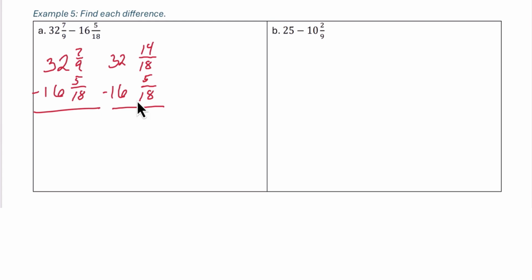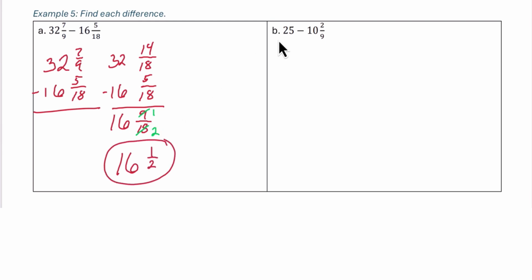Now we can do the subtraction. 32 minus 16 is 16. 14 minus 5 is 9. Then we keep the common denominator. Recognize that this fraction will reduce. 9 and 18 have a common factor of 9. So 9 divided by 9 is 1. 18 divided by 9 is 2. So our final answer, 16 and 1/2.